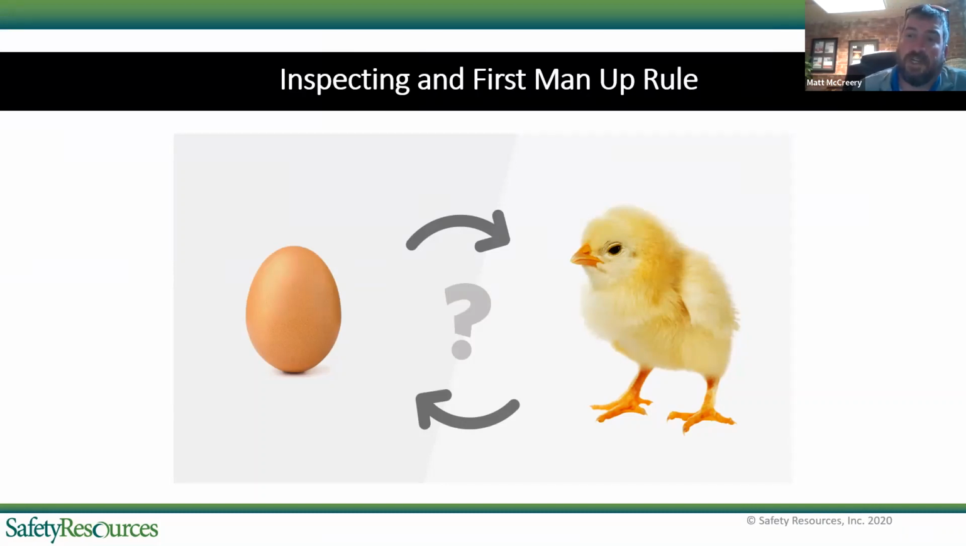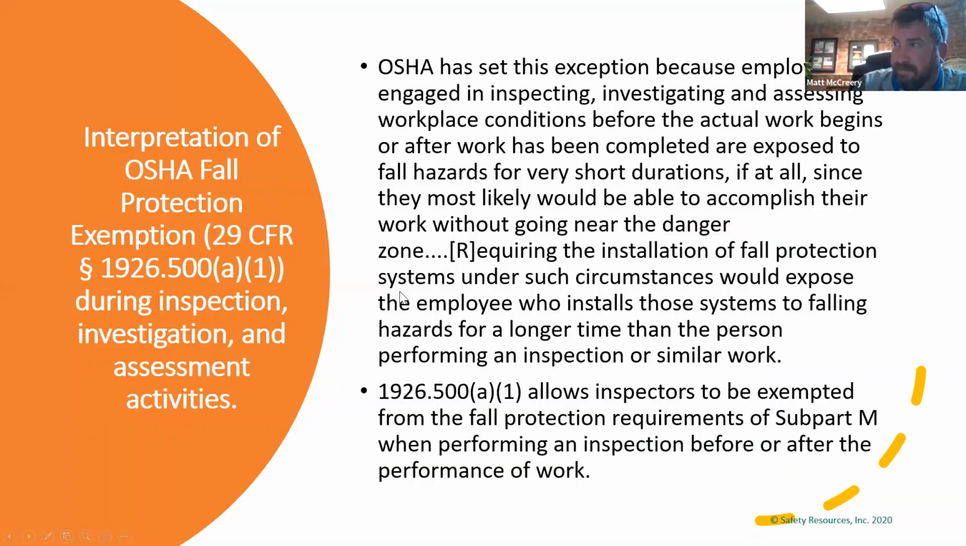First man up rule, chicken or the egg. You can argue the opposite, but I again believe that OSHA does allow the first man up to be untied off as long as he's going directly to inspect and then install that first anchor point. This is the interpretation letter. It's readily available. If you click on 1926.500(a)(1), you can pull up this exemption.